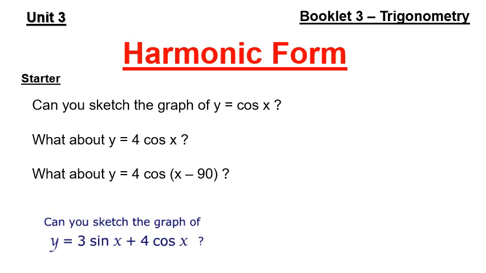In this PowerPoint, I'm going to go through a topic called harmonic form, which is part of the trigonometry chapter. So first of all, see if you can sketch these four different graphs. Y equals cos of x, y equals 4 cos (x minus 90), and then the bottom one in blue is 3 sin x plus 4 cos x.